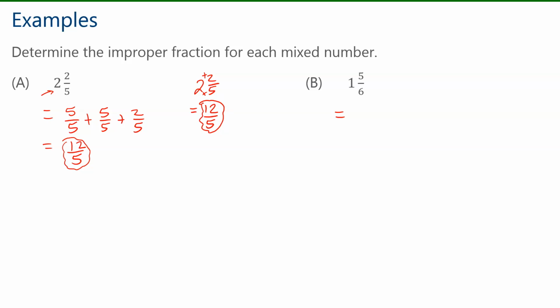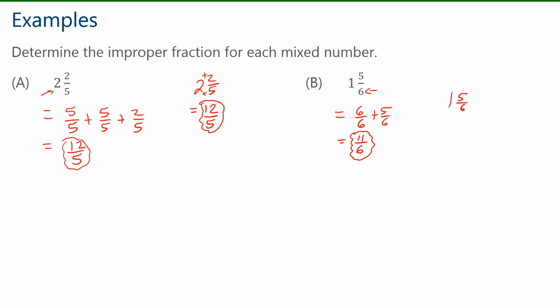So for the 1 whole, I'm going to rewrite the 1 whole as 6 out of 6. I look at my denominator to see how I'm going to rewrite the 1. And then I have another 5/6 left over. Copy down that common denominator. Add the numerators. So 1 and 5/6 is the same thing as 11 over 6.